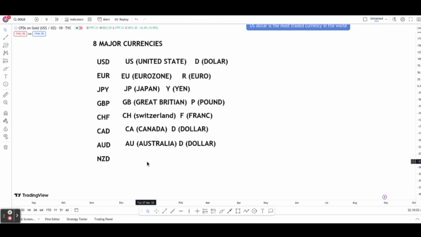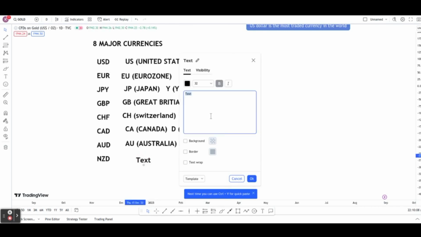So the last on the list is NZD, which is New Zealand dollar. The NZ stands for New Zealand. The D stands for dollar.